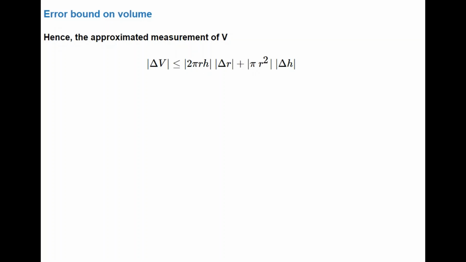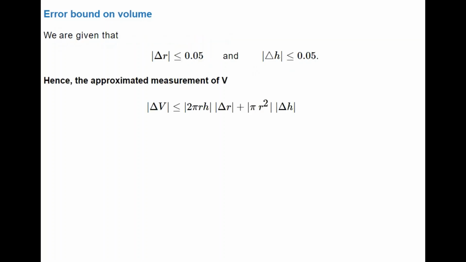the absolute value of 2 pi R times H times the absolute value of delta R plus the absolute value of pi R squared times the absolute value of delta H, because they're all positive numbers. And knowing that the absolute errors in R and H are always less than or equal to 0.05 in this case, we can apply this to see that the absolute value of delta V further is less than or equal to 2 pi times the value of R, which is 15 on 2 pi, and the value of H, which is 20, and the value of delta R, the absolute value.